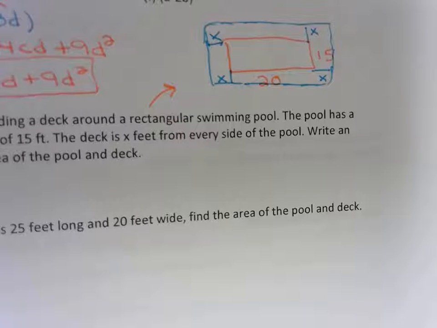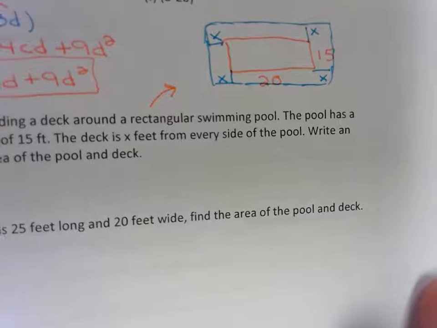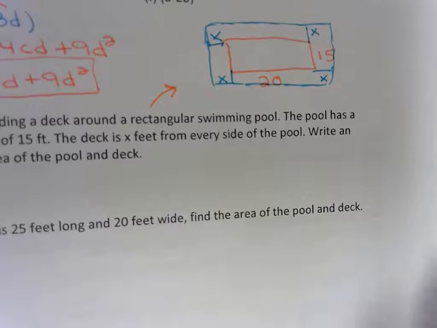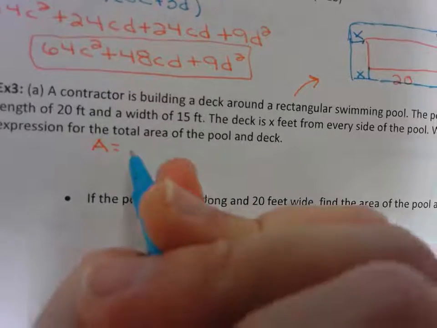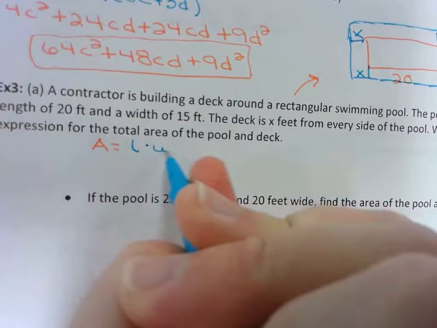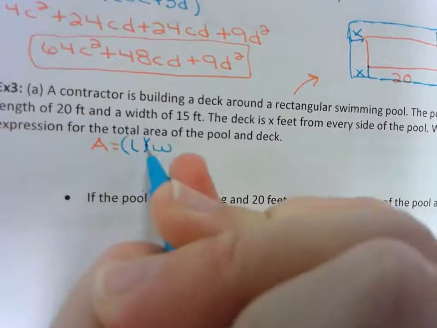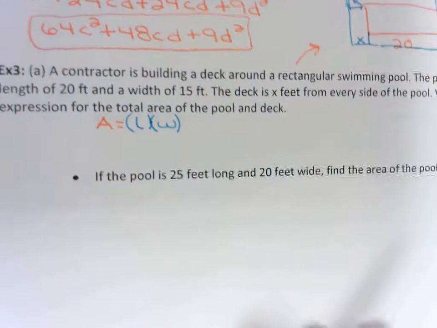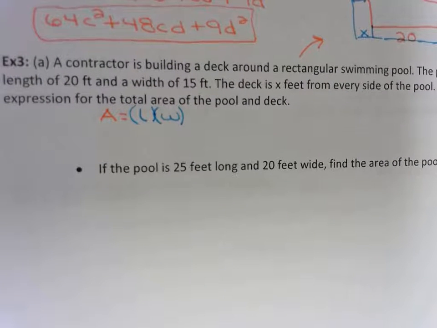Now, I want the area of the pool and the deck. So if I think about my area formula, what formula will I start with? What shape is this? A rectangle. So it's length times width. So I'm going to start with length times width. We can use parentheses. That might be easier. Length times width. We don't really use dots anymore. Now, I want the area of the pool and the deck.